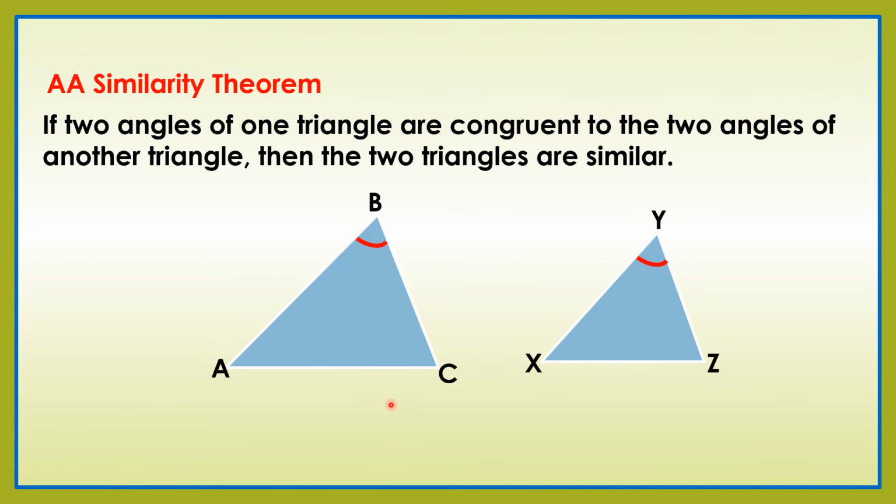Let's go to the second congruent angles. Let's say angle A and angle X are congruent. So yung third angle natin, automatic ay congruent na rin. Always remember, kapag meron tayong dalawang congruent angles sa triangle, ibig sabihin yung third angles ay automatically congruent na rin. So this is angle-angle similarity theorem.